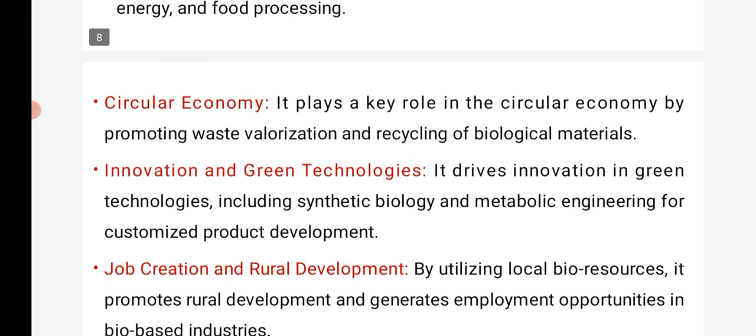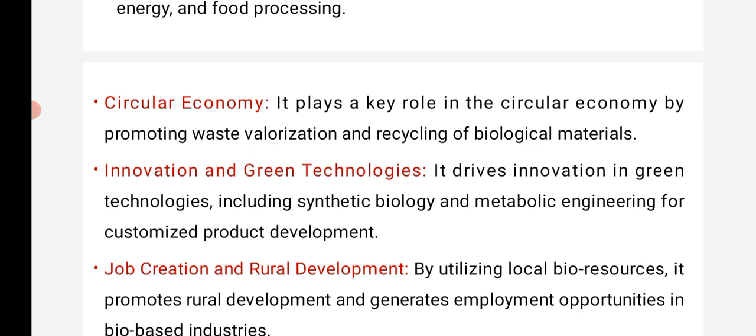So next one, the circular economy. It plays a key role in the circular economy by promoting waste valorization and recycling of biological materials. The circular economy means the production of products, most probably from waste to natural products. These products sell at low cost. So the circular economy is important, and the recycling process is also most important.